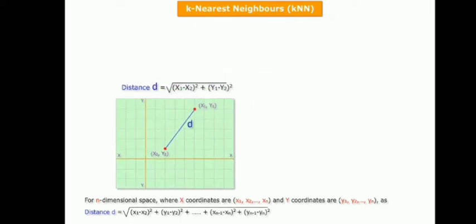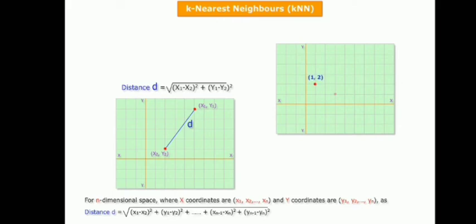For example, the distance between the 2 points (1, 2) and (3, 1) in a two-dimensional space will be square root of (1 minus 3) whole square plus (2 minus 1) whole square, which is equal to 2.2. This is called Euclidean distance. There are other distance measures as well, like Manhattan distance and Chebyshev distance.